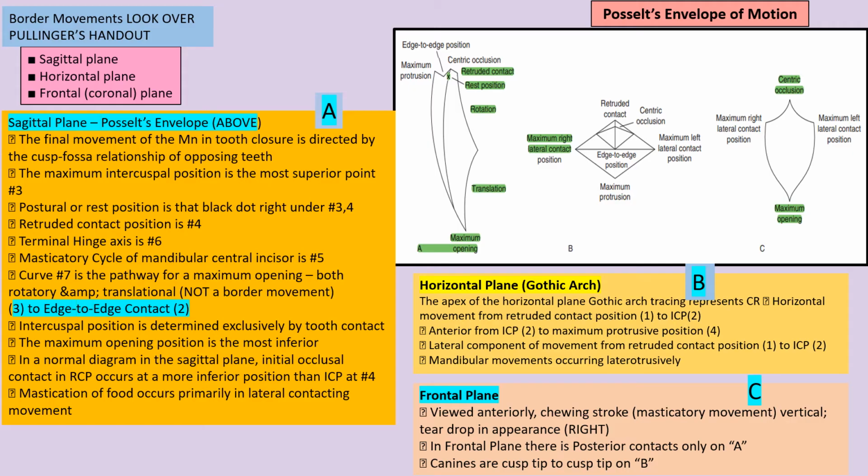Third is a frontal or coronal plane tracing. It's like a teardrop shaped tracing. You can see it is starting with the centric occlusion, maximum right, maximum left, and both from maximum right and maximum left, you're asking the patient to come to maximum opening. So you're not asking the patient to go into centric relation from here.